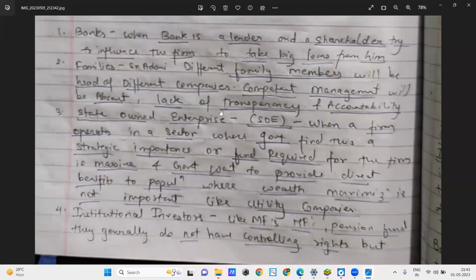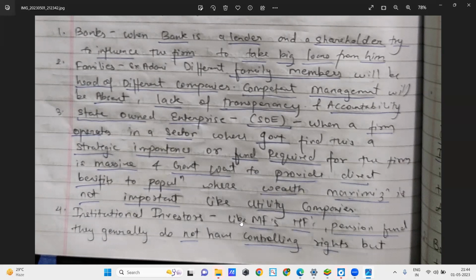The third one is the state-owned enterprises. When a firm operates in a sector where the government finds strategic importance, or the funds required for the firm are massive, the firm will require a huge amount of money, but the firm is not in a position to raise it. So the government tries to save them. They provide direct benefits to populations where wealth maximization is not important, like in utilities or transmission companies where a huge amount of capital is required. So the government tries to give them a subsidy or help them where it can benefit the maximum population.